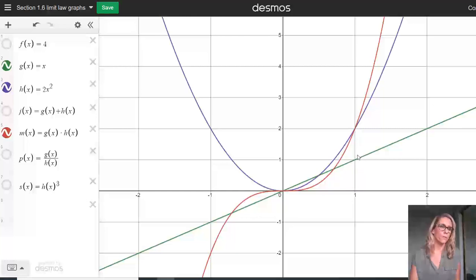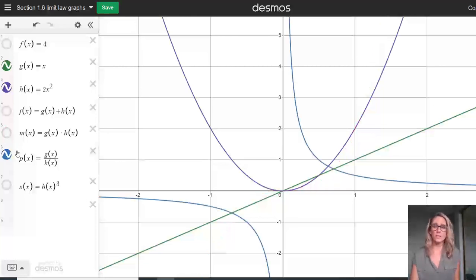And so we have our limit of 1, we have our limit in the purple of 2, but 1 times 2 is just 2. So that's why you have that same limit there happening with the multiplication. For the division, which is property number 6, you can divide the two limits. So here I have g of x, which is x, divided by h of x, which is 2x squared, and that's the blue, so it gets a little bit crazy there.